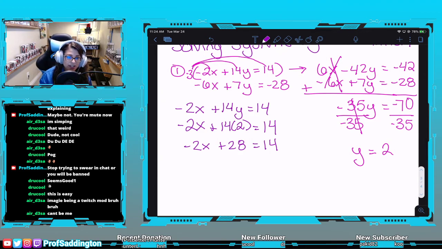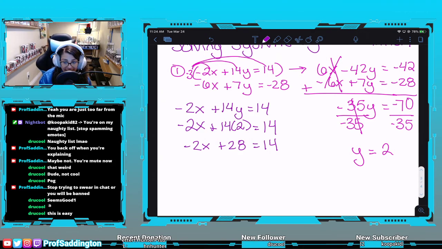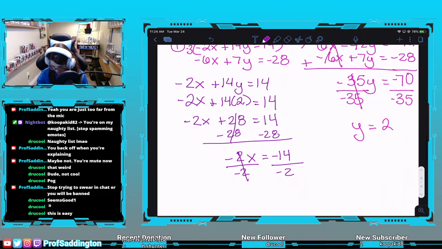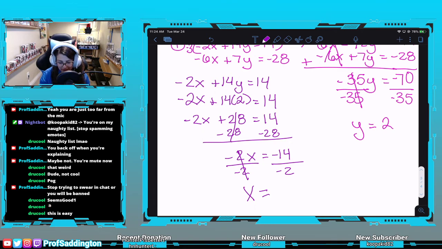So how do we start to get x alone? I'm going to make sure you're carrying the signs down with it. 14 minus 28 is -14. And then we're going to divide by -2. So we get x equals +7.